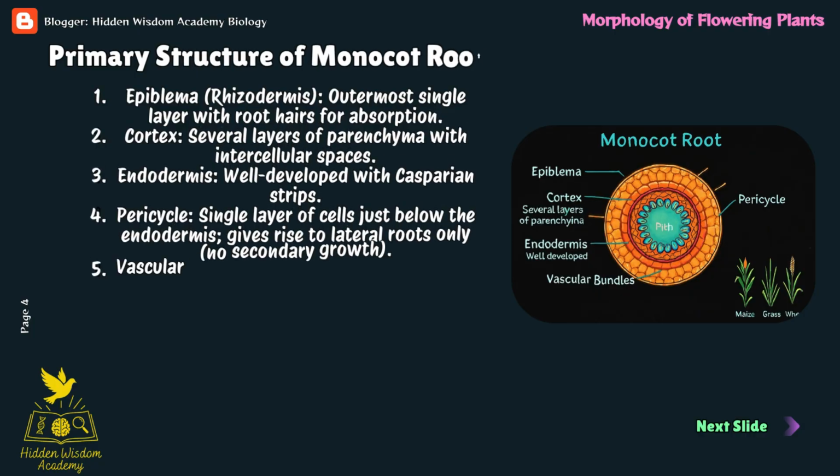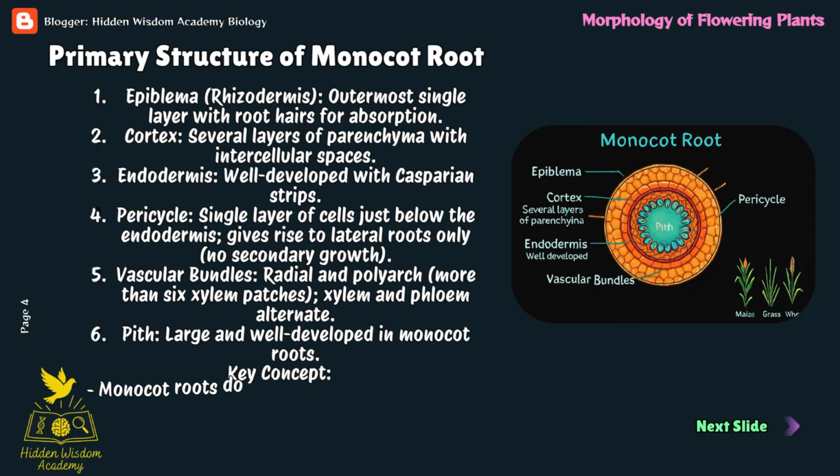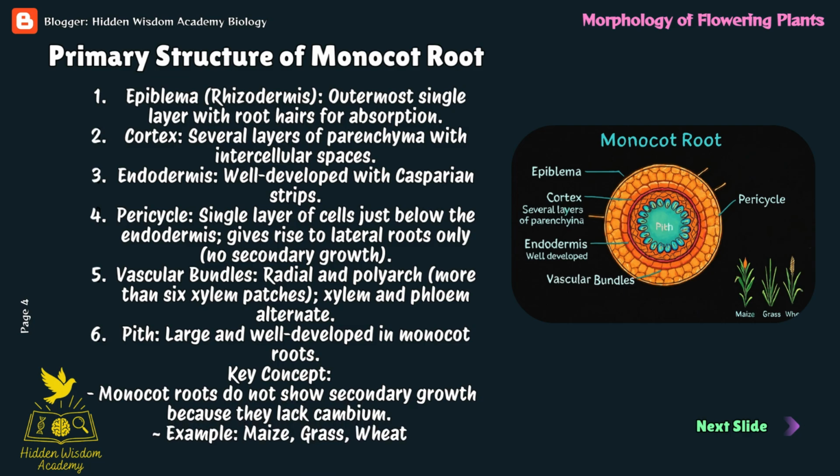Let's look at the primary structure of a monocot root. The outermost layer is the epiblema or rhizodermis, with root hairs for absorption. Below it is the cortex, made of many parenchyma cells with spaces for storage. The innermost layer is the endodermis, with Casparian strips that control water and mineral movement. Inside it is the pericycle, which forms lateral roots but not cambium, so no secondary growth in monocots.